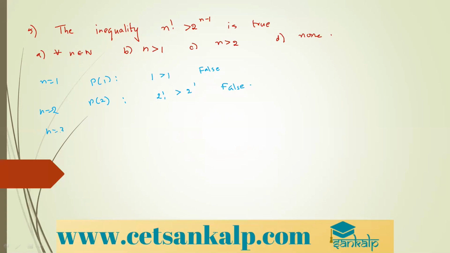Next n equal to 3. So P of 3 will be 3 factorial greater than 2 square. 6 is greater than 4. So from here you are getting true. That means for n greater than 2, the statement will be true.